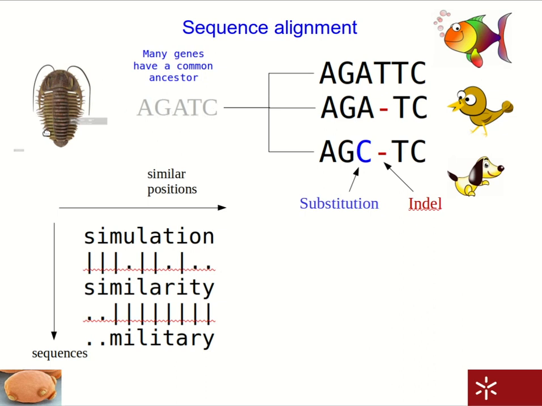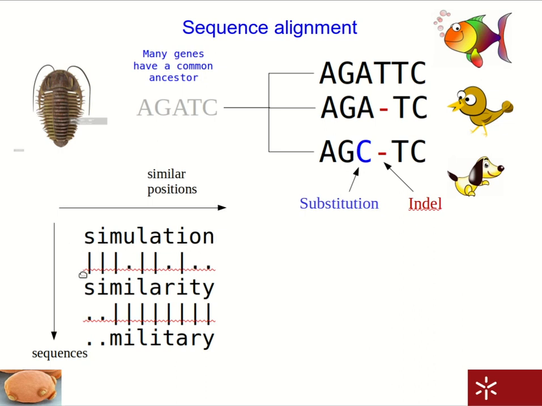This is a trilobite here. This is probably not true. Trilobites didn't give rise to fish, birds and dogs, but it's just an example. We don't have this DNA. These are fossilized since hundreds of millions of years, so we don't actually know. We would say that this is actually a deletion, because in the original sequence there was an A, but we don't know that. And what we need is then a nice and efficient algorithm to make these alignments.